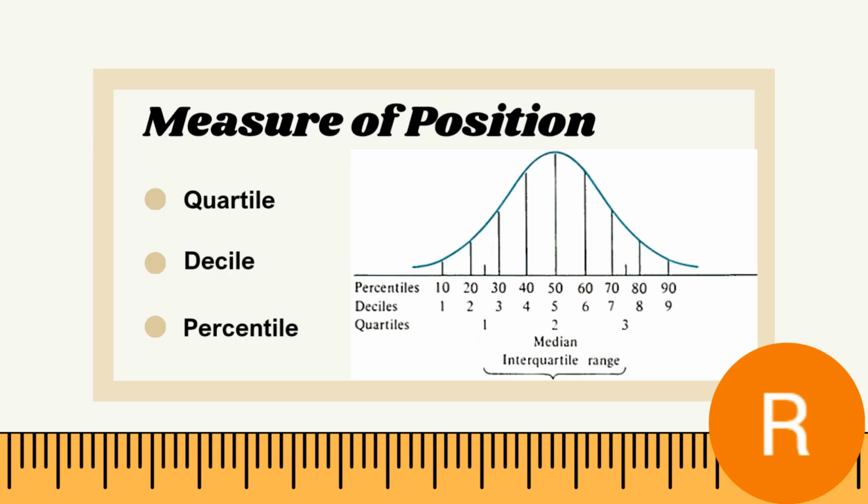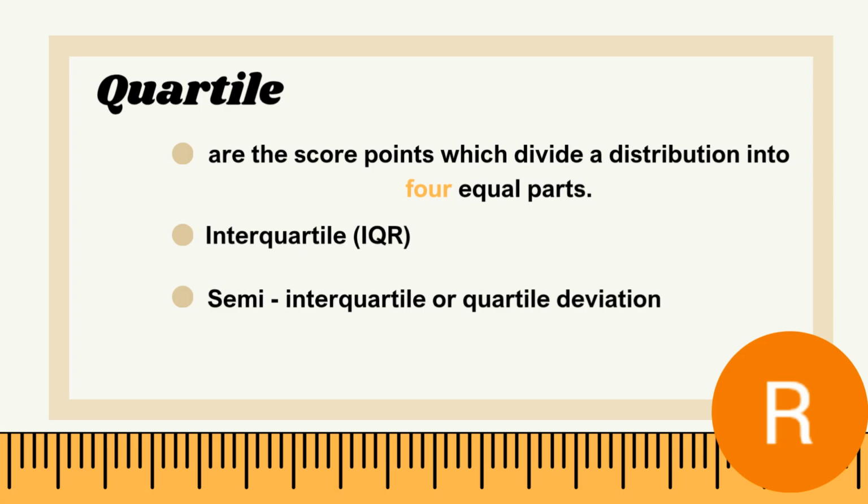Three common types of measure of position. We have quartile, decile, and percentile. And as you can see, there is a bell shape. The bell shape curve or normal distribution illustrates how data is spread. The vertical lines on the graph mark different percentiles, median, and interquartile range, indicating the position of data within the data set. First, let us discuss quartile.